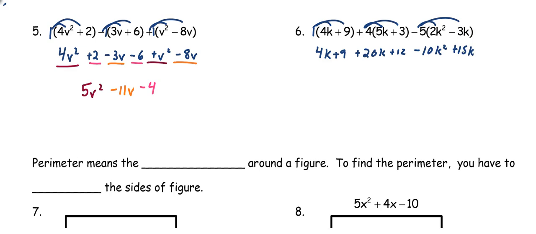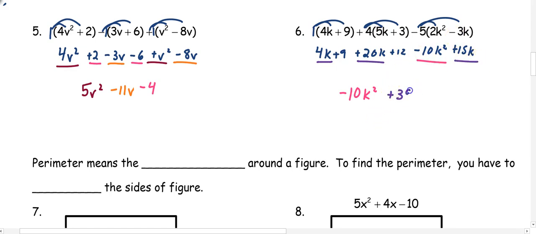So when I combine like terms, the highest exponent is squared, and there's only one square term, so I'm just going to bring that down, negative 10k squared. Then I look at my k terms. I have 4k plus 20k plus 15k, which gives me plus 39k. And then I have two constant terms. I have a 9 and a 12, which gets me plus 21.